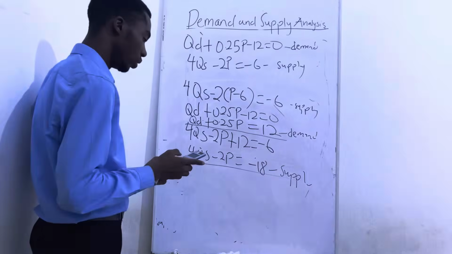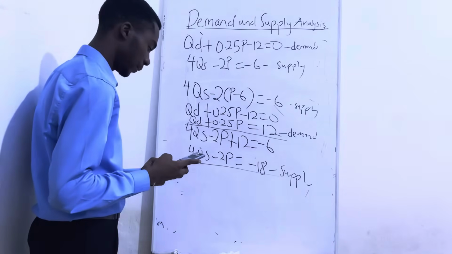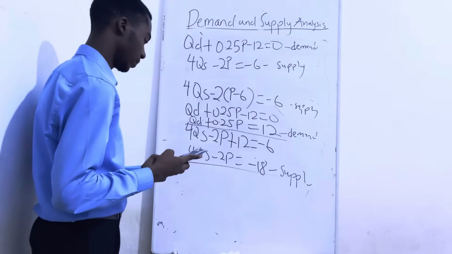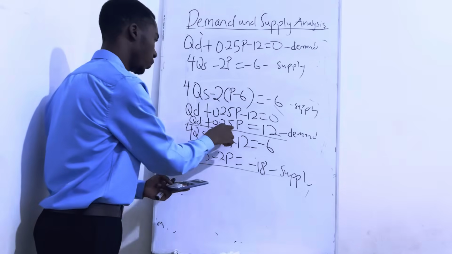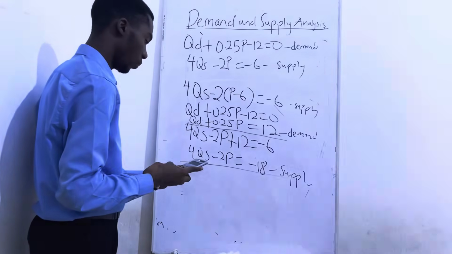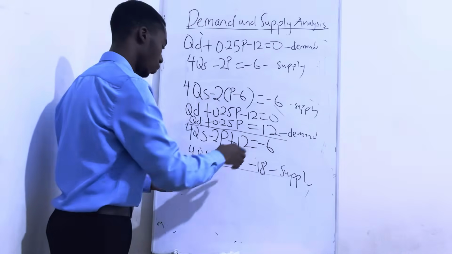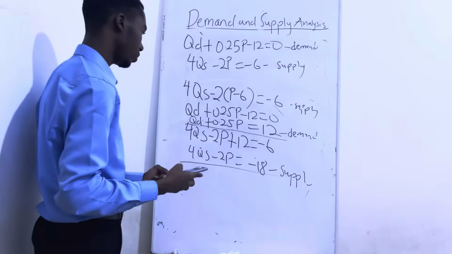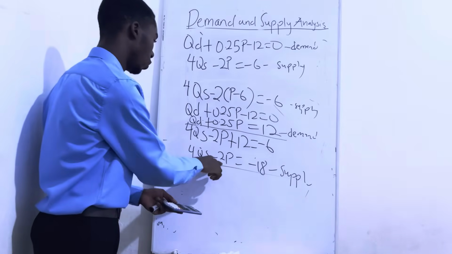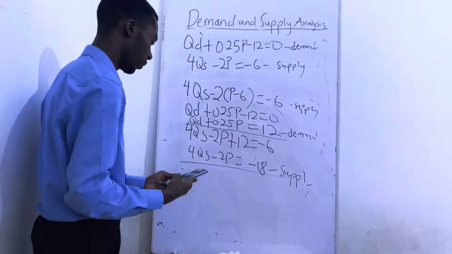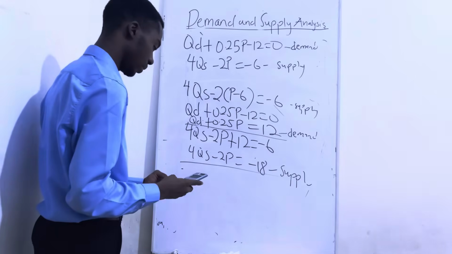So you click on mode, then click on 5, then click on 1. So the coefficient of this one is 1, then plus 0.25p, so 0.25, and it's equal to 12. Then for this one, we have 4 is equal to negative 2. So just the coefficient is equal to negative 18.